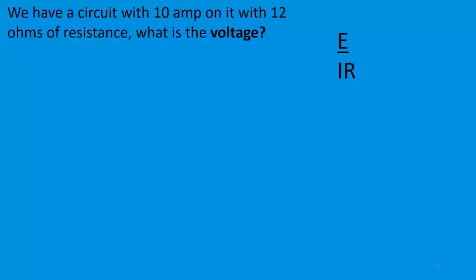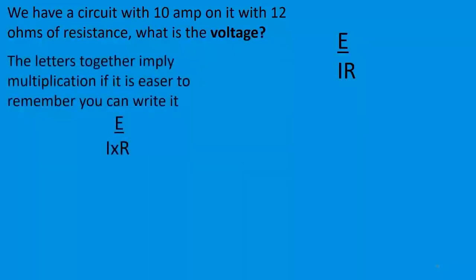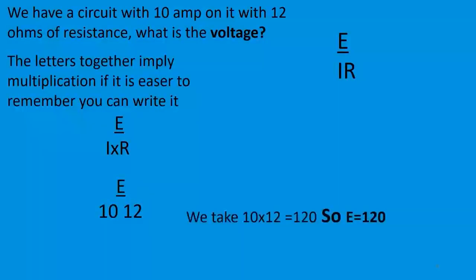We have a circuit with a 10 amp draw on it and 12 ohms of resistance. What is the voltage? The letters together imply multiplication, but if it's easier for you to remember, you can write it like this. So you take the 10, multiply it by 12, and that is going to give you the voltage. So 10 times 12 equals 120, so E equals 120.